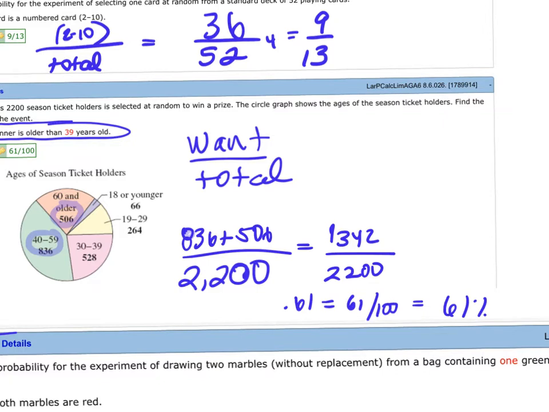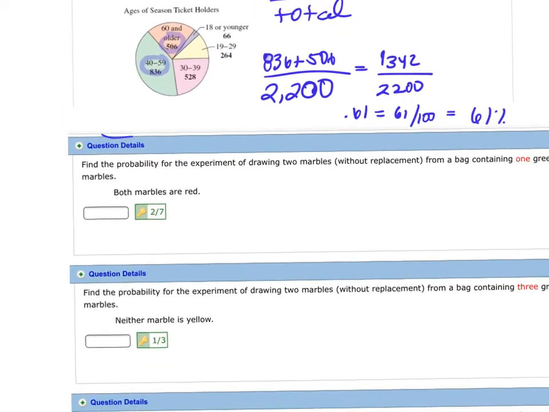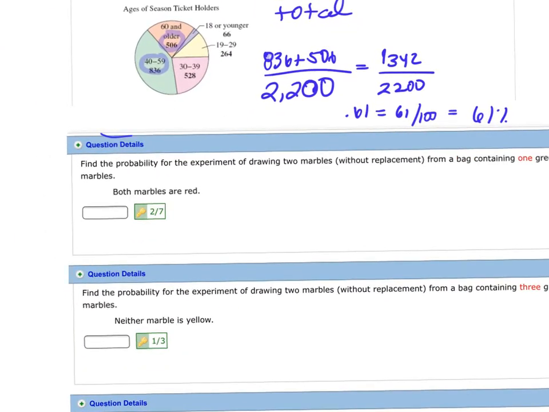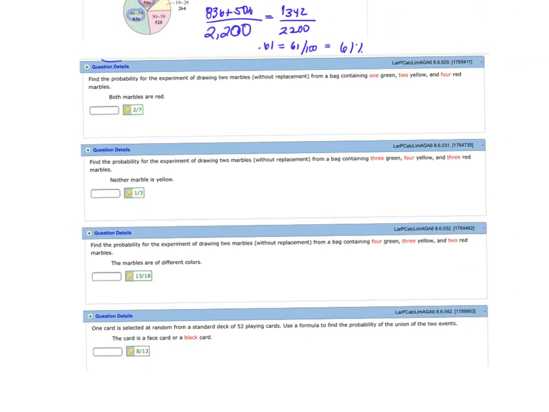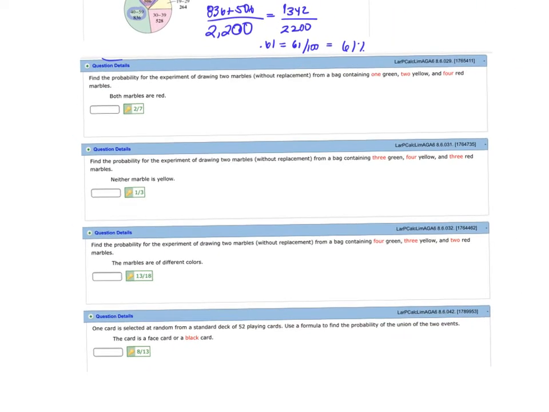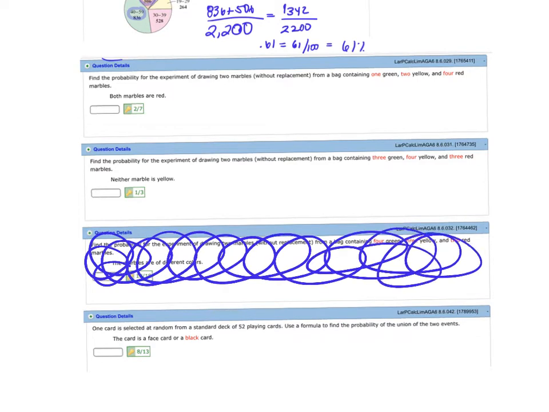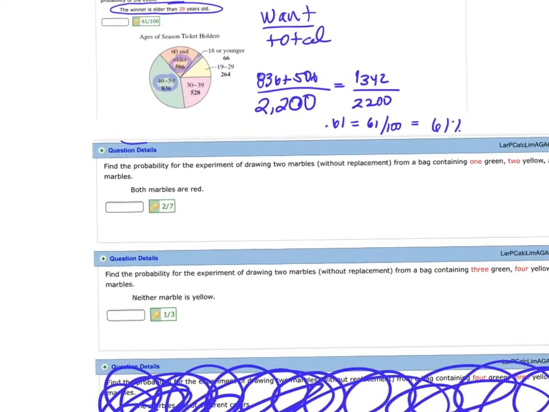Mm-hmm. Okay. So you'll have a question like that. You'll have a couple card questions, and you'll definitely have some marble questions. Go ahead and... So then, do we have to change it to a percent, or can we just keep it? Nah, you can just keep it however you want. Just pick your answer choice. Go ahead and cross off this marble one that says that the marbles are different colors. I stayed pretty basic with the marble questions. I didn't want you guys to get too overwhelmed with anything.